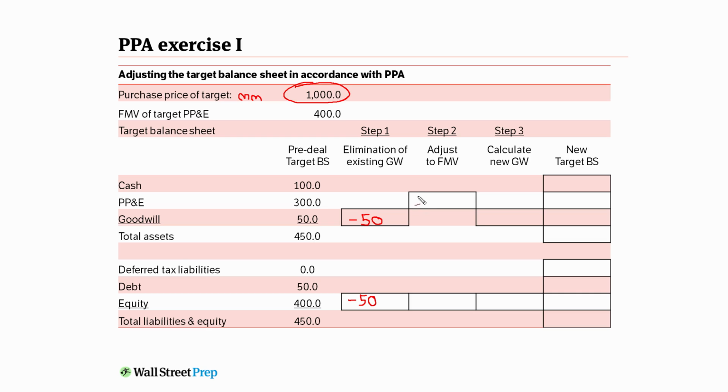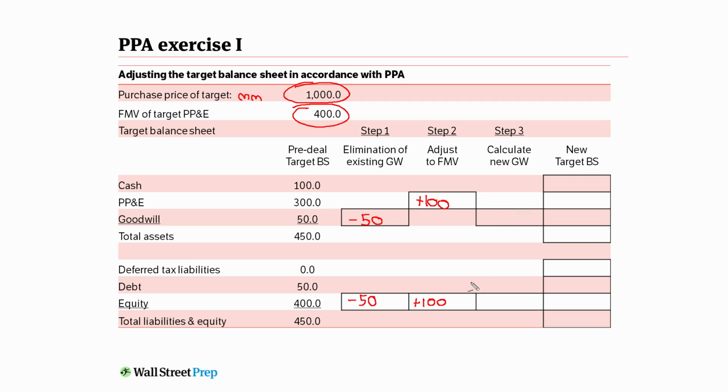Step 2 is we adjust to fair market value. Well, here we're keeping it simple. The only asset that the company actually has other than cash or goodwill is PP&E, and that has a fair market value that's $100 million greater than the current carrying value. So we're going to add $100 million. It's going to be a debit to PP&E, and what's the corresponding entry? Well, it's going to be a credit to equity. If you now all of a sudden have property, plant, and equipment that is $100 million greater than what you thought it was, well, you have more equity than you thought in the business.